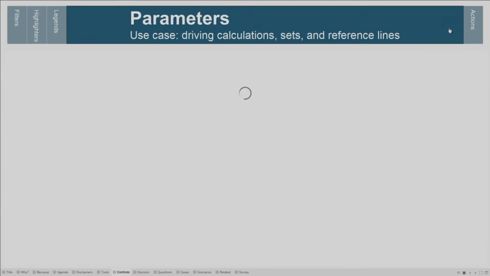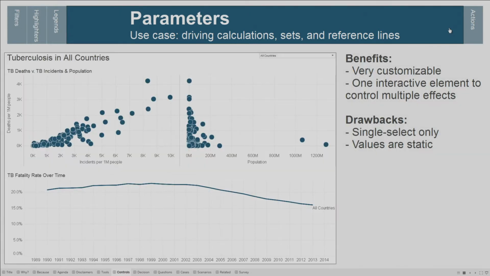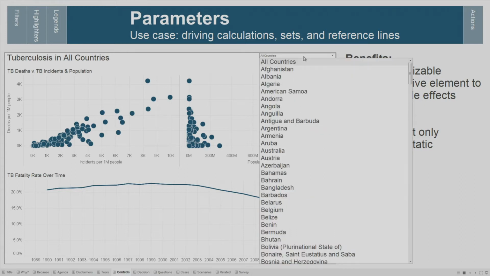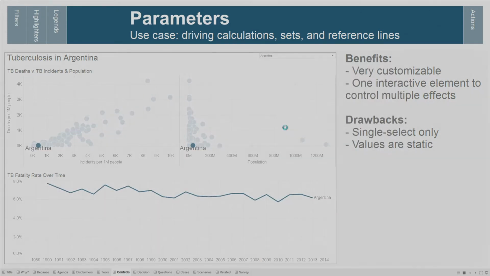So the next control we're going to talk about is parameters. Parameters are used for driving calculations, sets, and reference lines. And through that, we can actually imitate other functionality. As an example, I have a parameter here that's been loaded with all the country values. And if I select, say, Argentina, I can imitate highlighting and filtering.